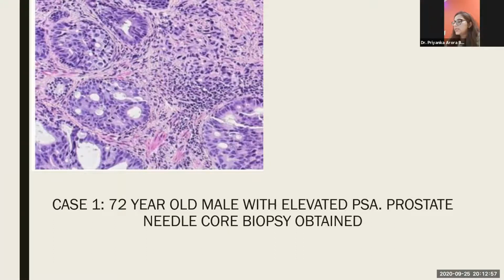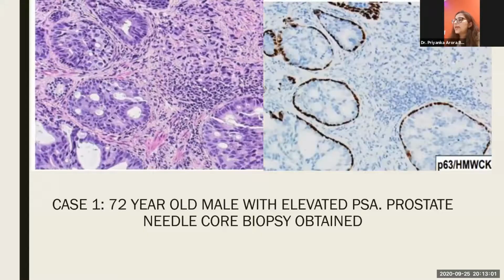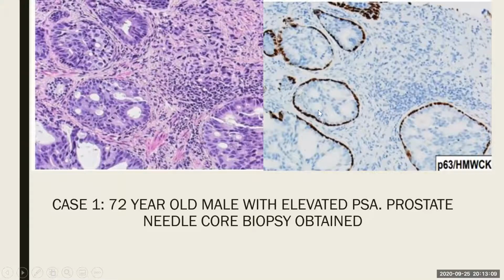All right, great. So do you want an IHC for the same? So this is the IHC. As you said, these are lined by the basal cells. So this is the basal cell marker. Okay, ma'am.